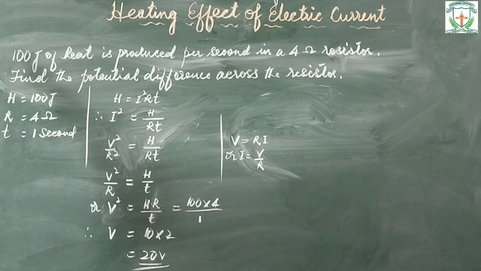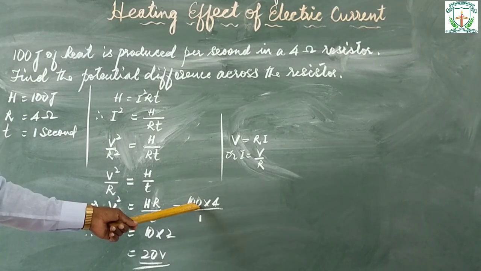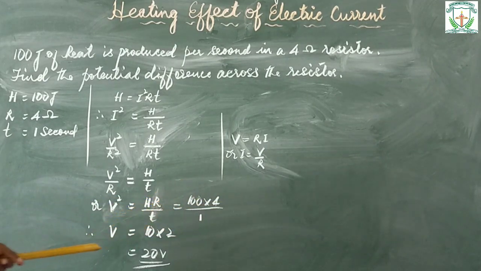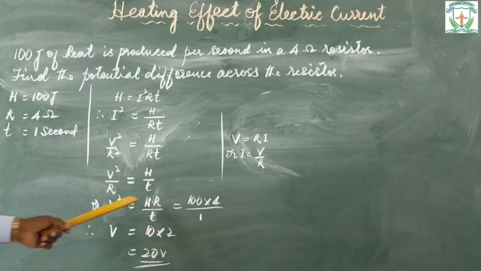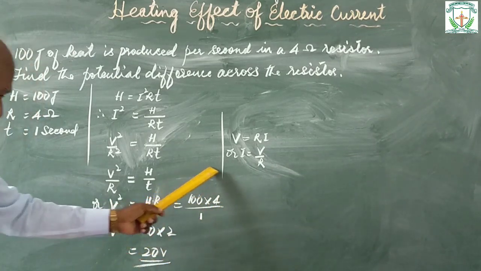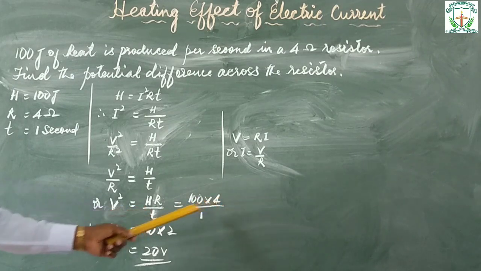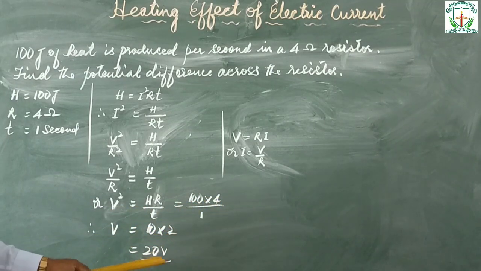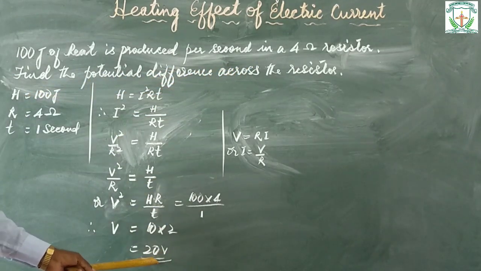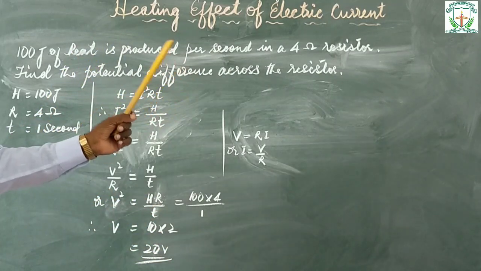Now substitute the values. Heat is 100 joules, resistance is 4 ohms, time is 1 second. V square is 100 into 4, so V square is this much. Take the square root of this now to find V. Square root of 100 is 10, square root of 4 is 2, 10 into 2 is 20 volts. The potential difference across the resistor is 20 volts. So here we have made use of not only Joule's law of heating but also Ohm's law.